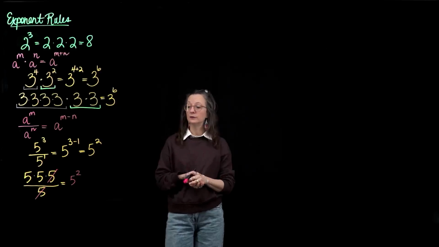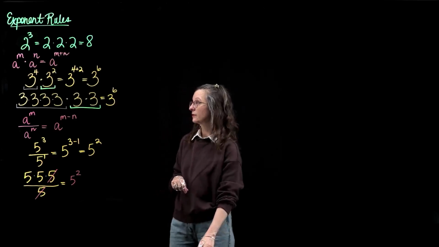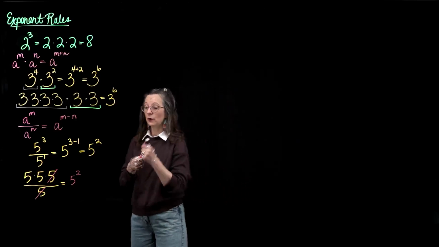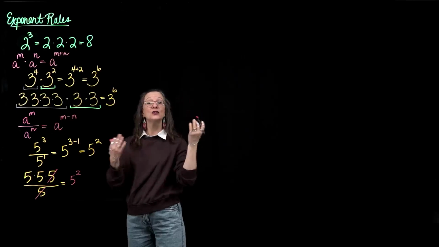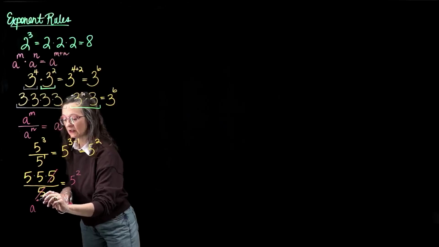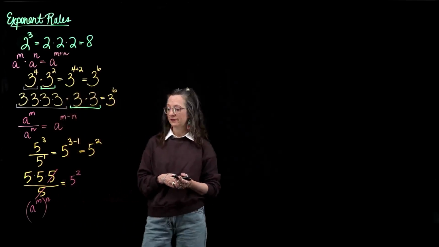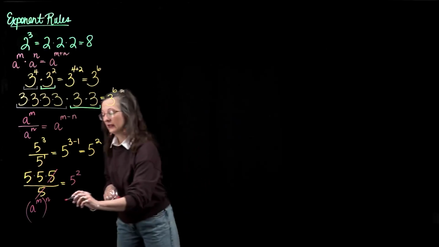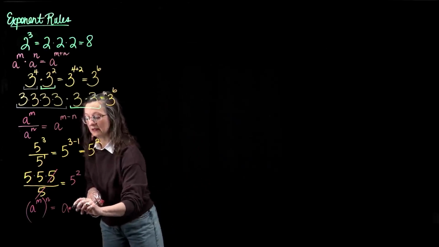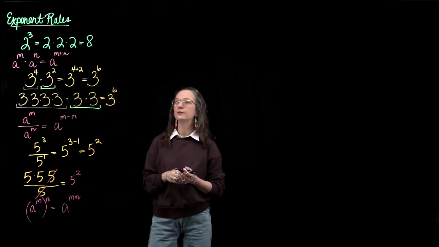I have one more rule to put up here, and that is going to be my power to a power rule. So if I have a to the m power and it is raised to the nth power, this is going to be a to the m times n power.